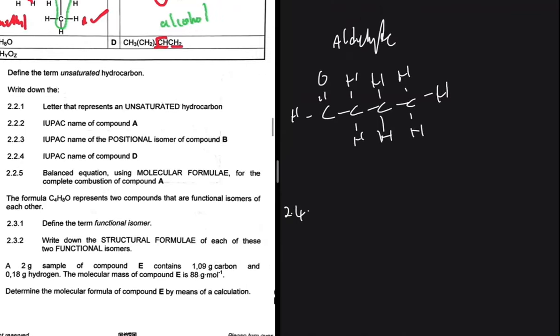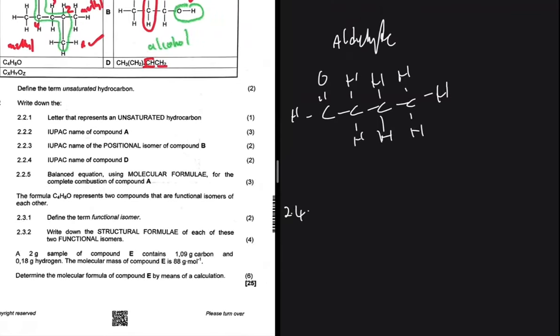A 2-gram sample of compound E contains 1.09 grams of carbon and 0.18 grams of hydrogen. The molecular mass of compound E is 88 grams per mole. Determine the molecular formula of compound E by means of a calculation. Right, so let's go ahead and do that.